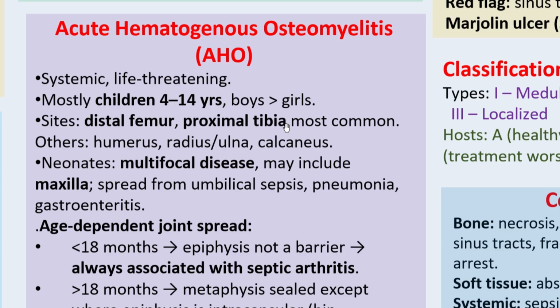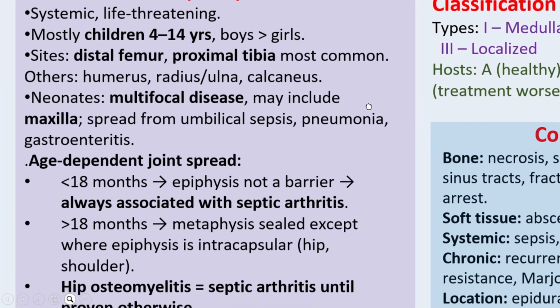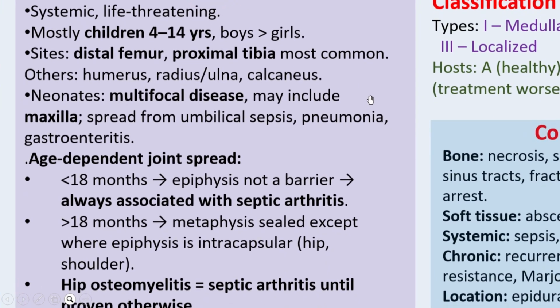So organisms are going to multiply there, but we can also have other areas like the humerus, the radius and ulna, and the calcaneus being involved. And when it comes to neonates, most of the time you have a multifocal disease, and it may include the maxilla, and the spread may come from umbilical sepsis actually. So if the cord care is not good, you may have umbilical sepsis, and we have a systemic disease resulting from that. And then the child gets a pneumonia or gastroenteritis, and the organisms find their way into the blood that goes to the bones.